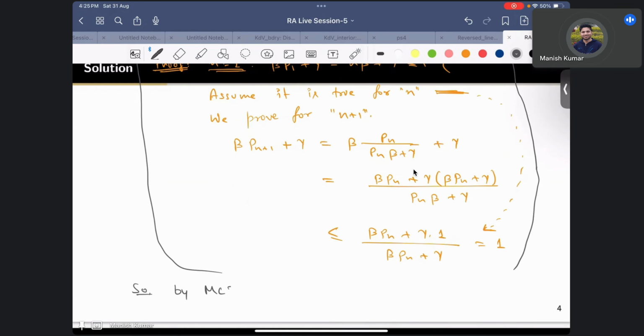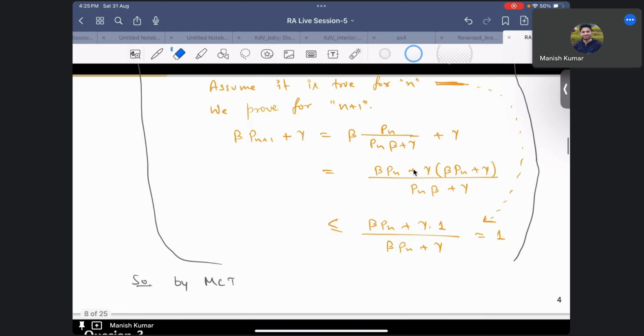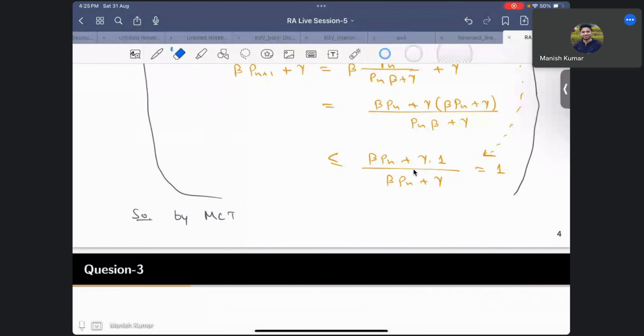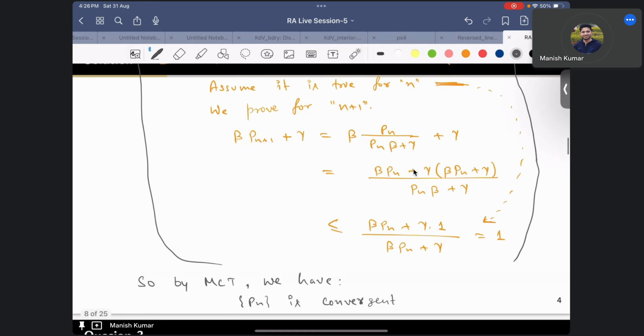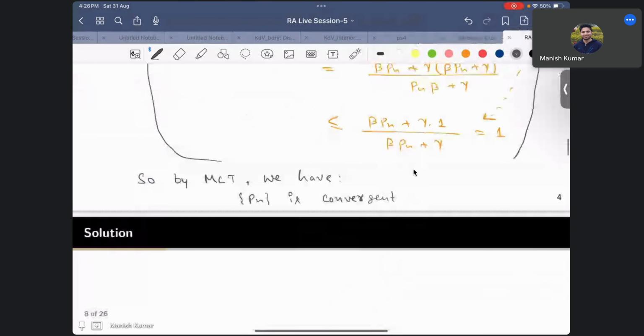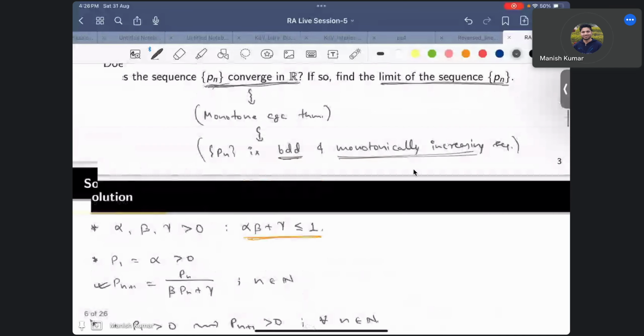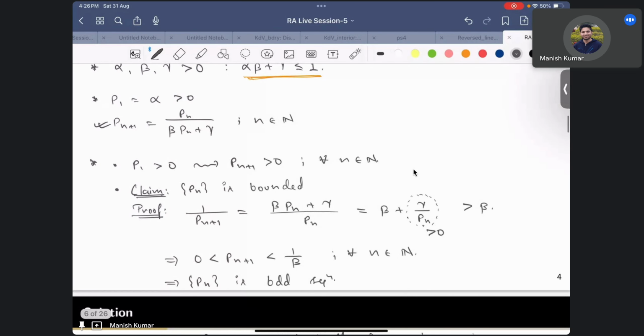By the monotone convergence theorem, we have that the sequence Pn is convergent. Okay, so is this clear? What I have shown is just two things. The first thing I showed is that Pn is bounded, and in this case we just use the fact that Pn is strictly greater than 0.